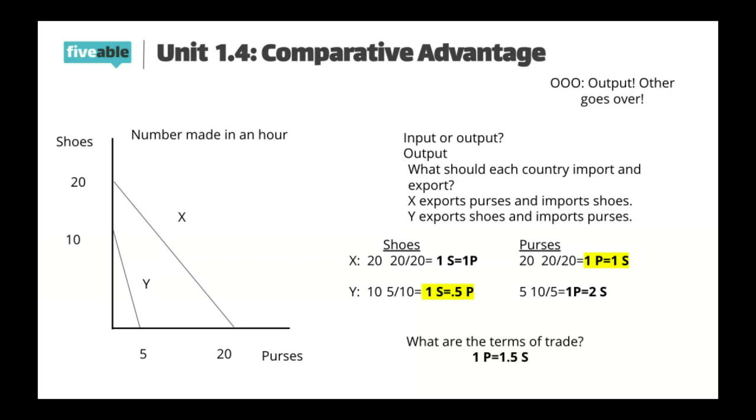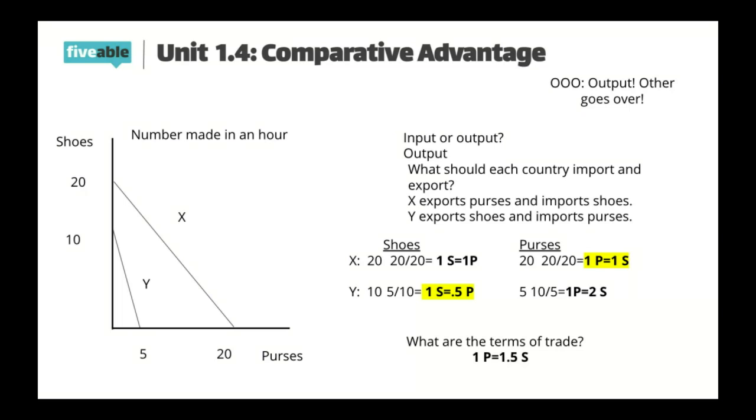So in the other situation, country Y can produce 10 shoes and five purses. I want you to think, who has absolute advantage in the production of shoes, i.e., who can just make more? Country X can make 20 shoes, whereas country Y can make 10 shoes. Twenty is more than 10, so country X has the absolute advantage in shoes. With purses, country X can make 20, and country Y can only make 5. Once again, 20 is more than 5. So country X actually has absolute advantage in both production of shoes and purses.